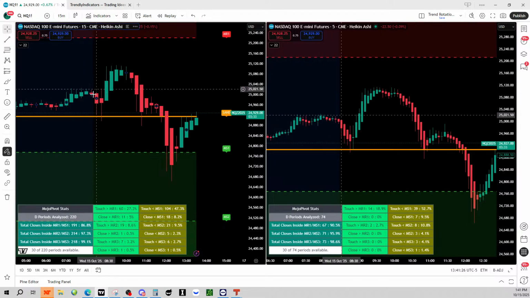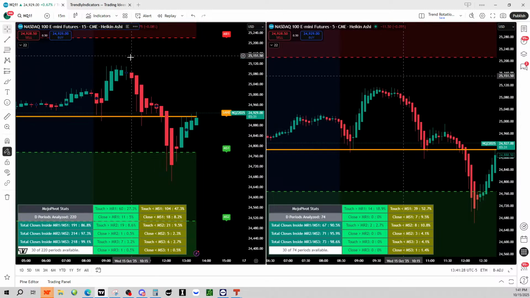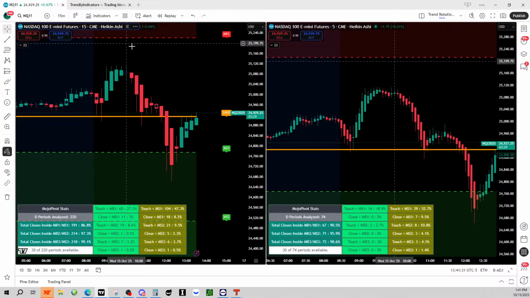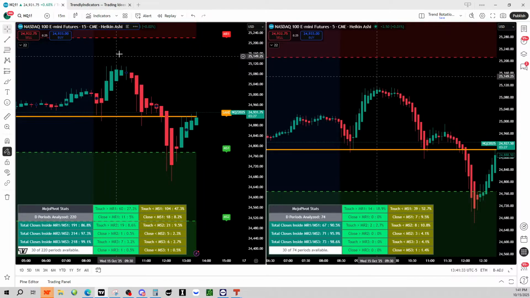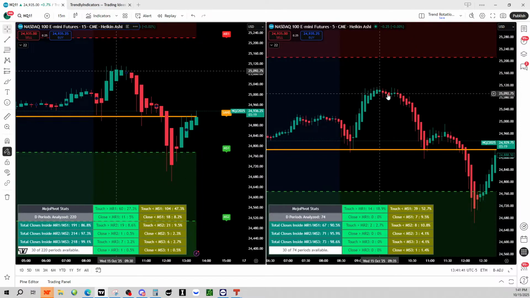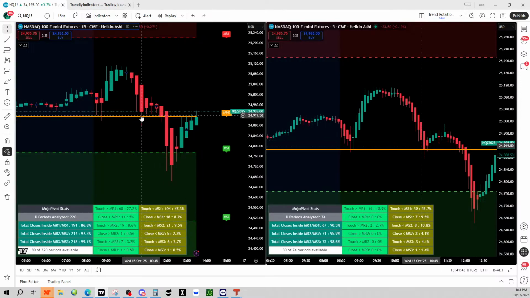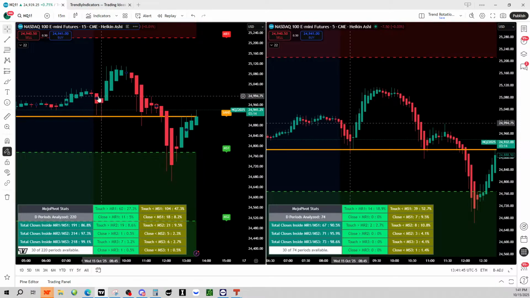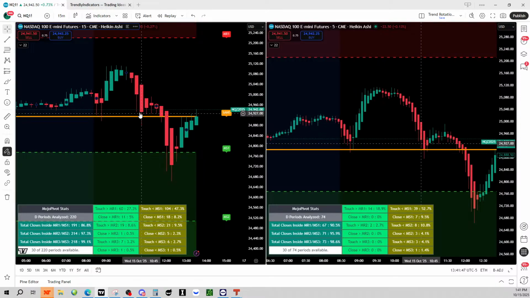Look at the line in the sand. Remember that logic I said where we extend away from it, the oscillator gets overbought, which in this case is our mojo pivots. We get overbought and then we go back to the line in the sand. So basically we faded the overbought condition and used price action to make it happen. Then we get to the line in the sand and we bounce, right?